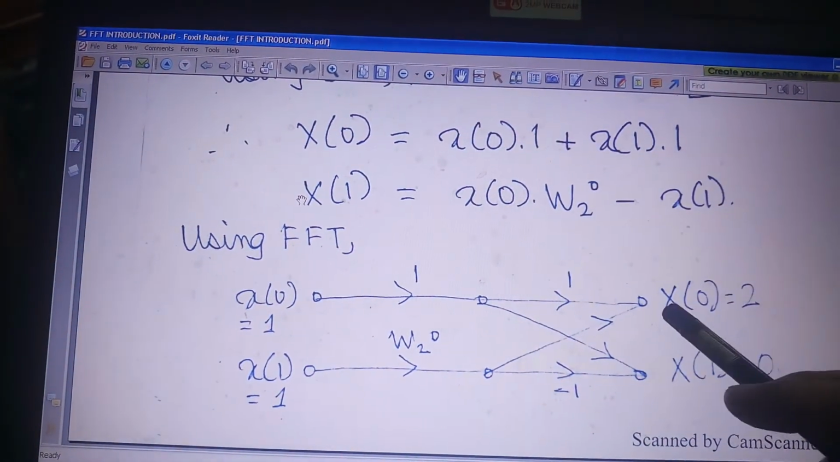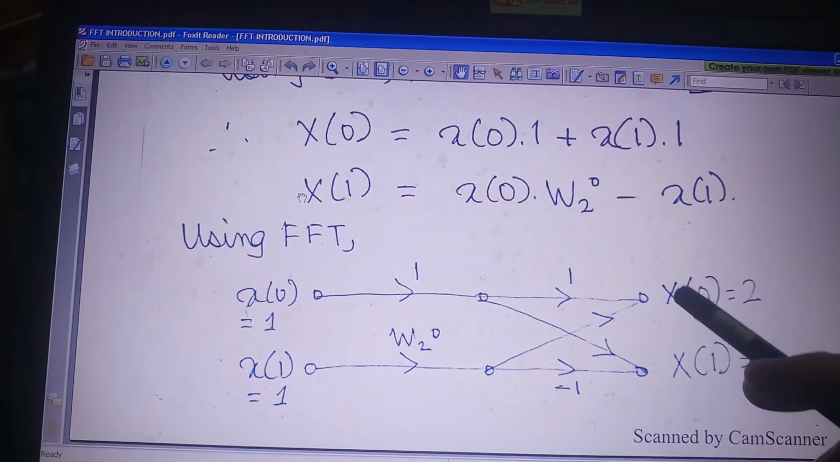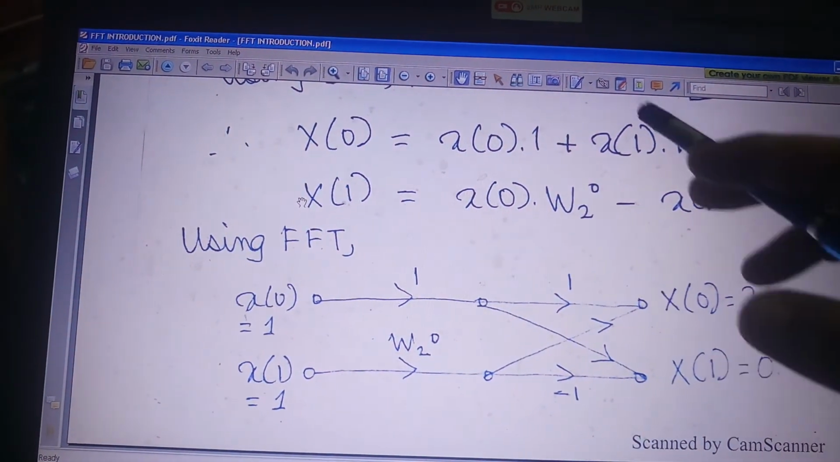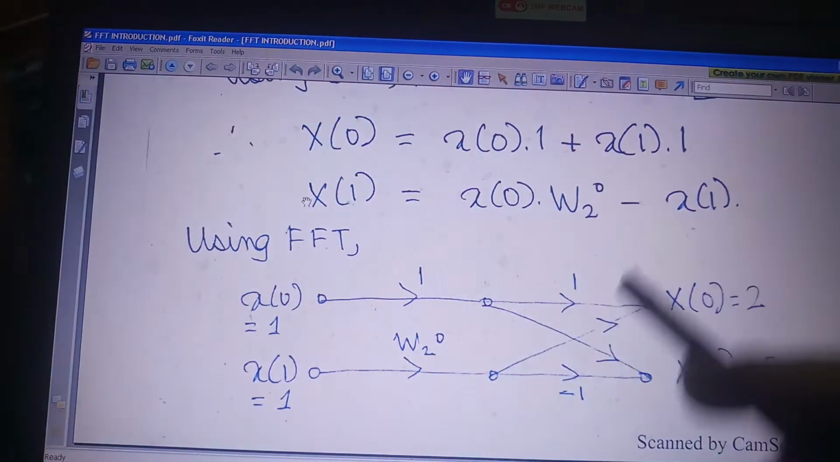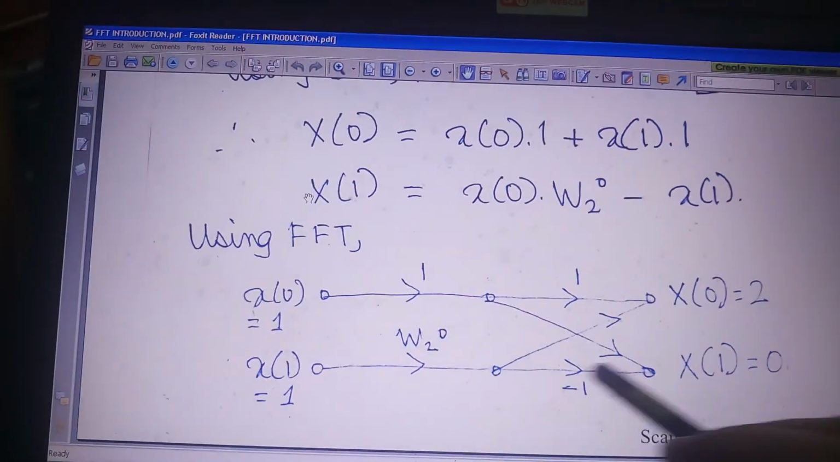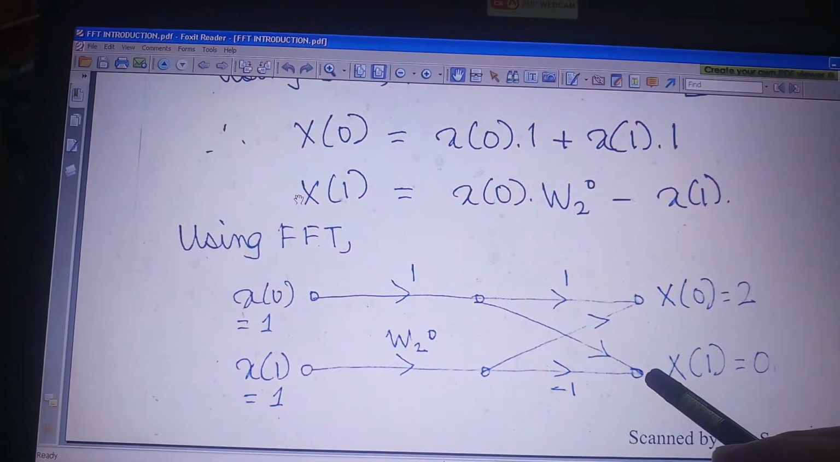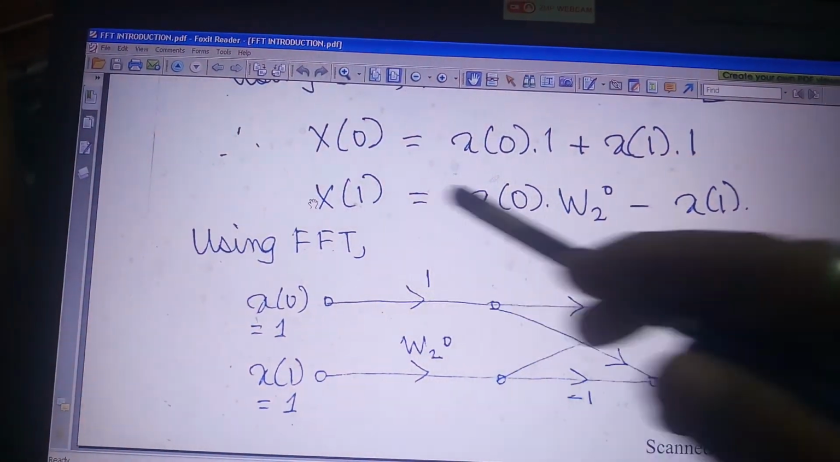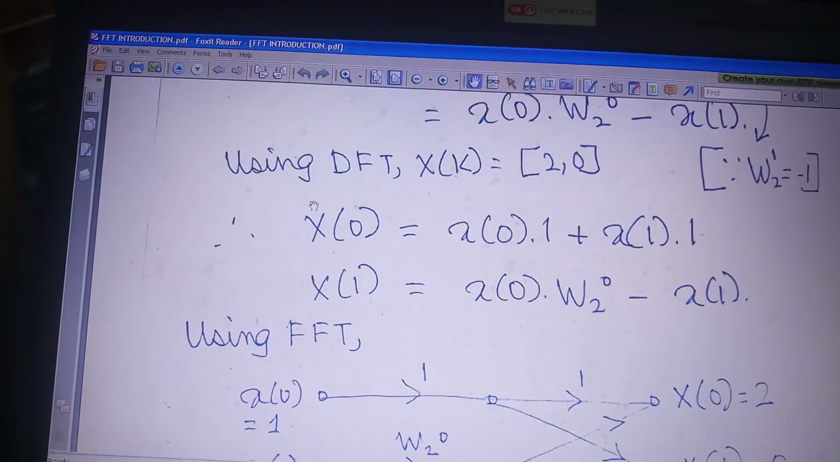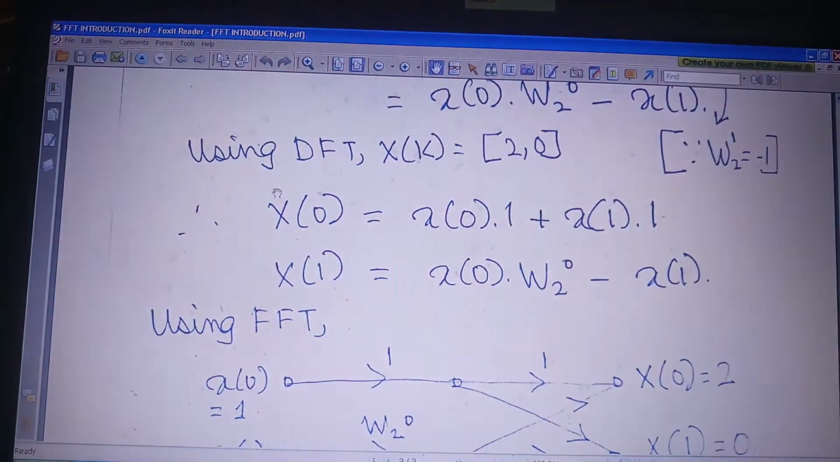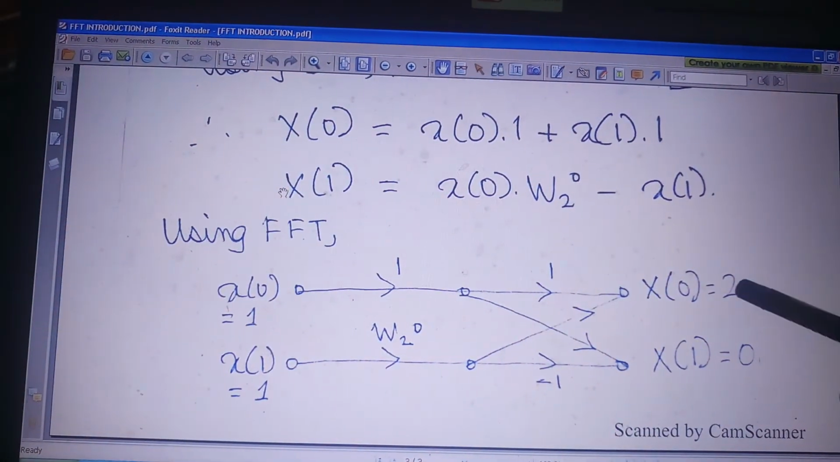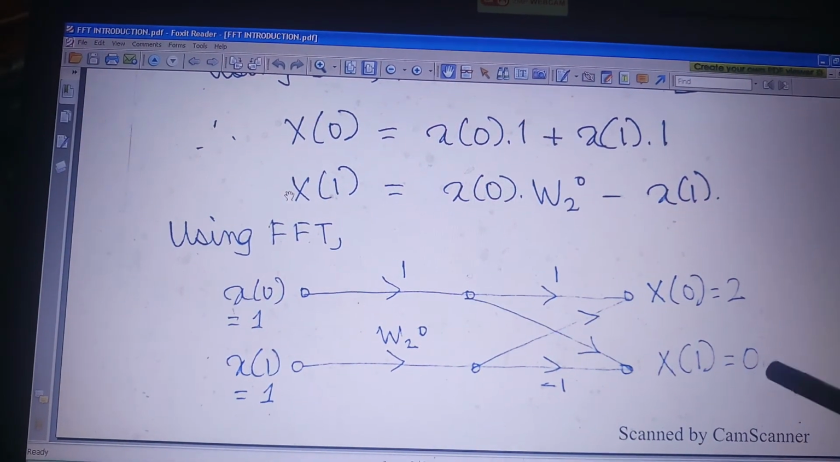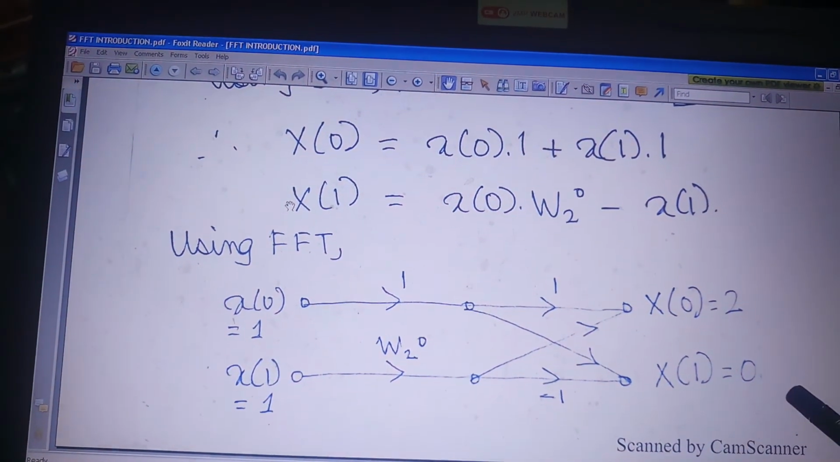So this expression can be represented in this graph. Similarly, I have done the same thing for this path as well. So using DFT, the computation results were the same, and using FFT also you get the same result. I think it's quite clear to you right now.